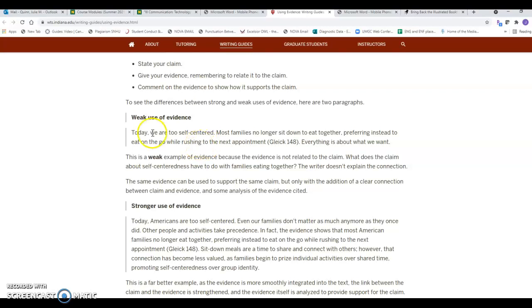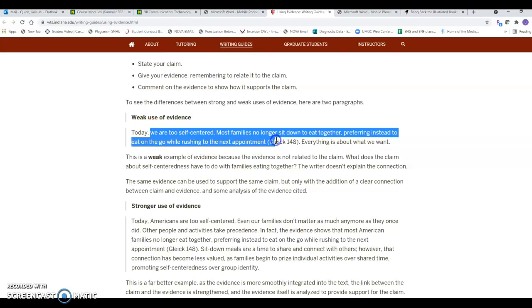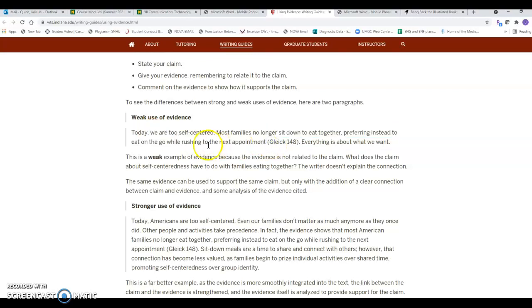For example, a weak source of evidence. Today we're too self-centered. Most families no longer sit down to eat together, preferring to eat on the go while rushing to an appointment. Gleich 148. Everything is about what we want.